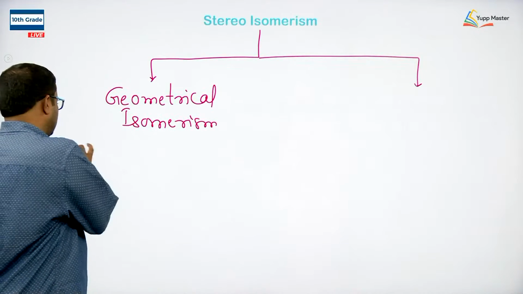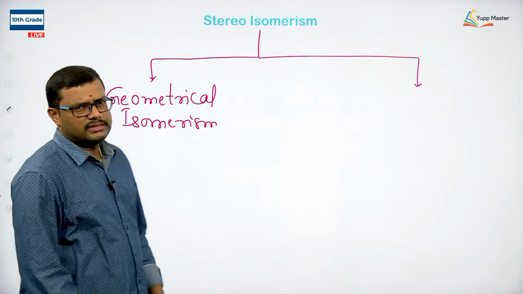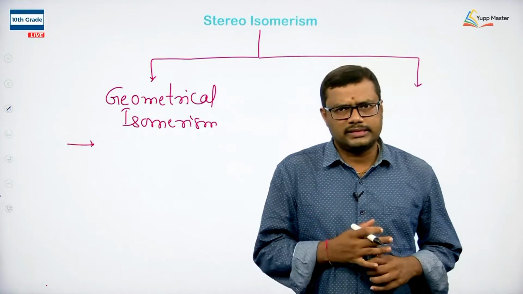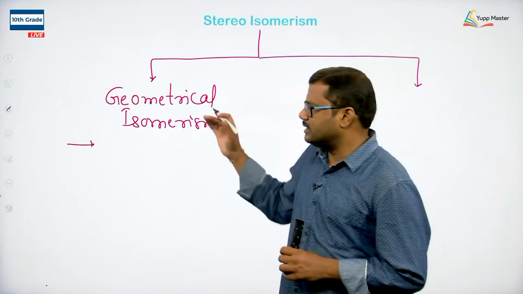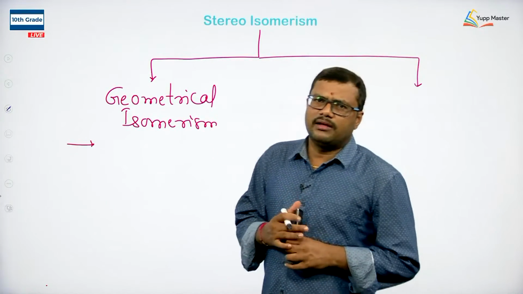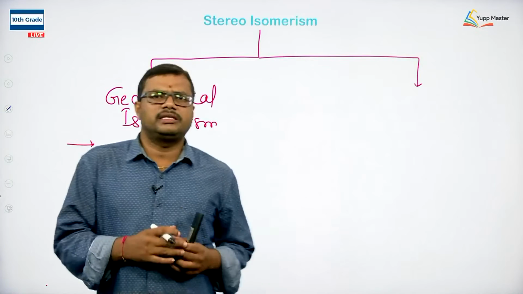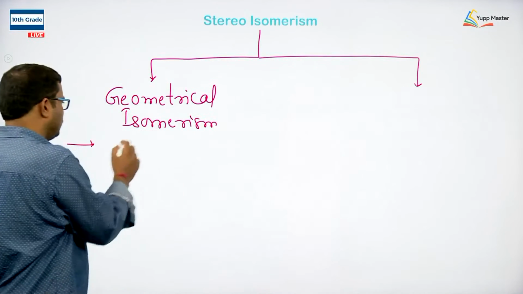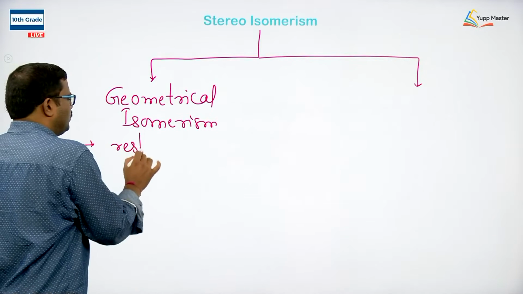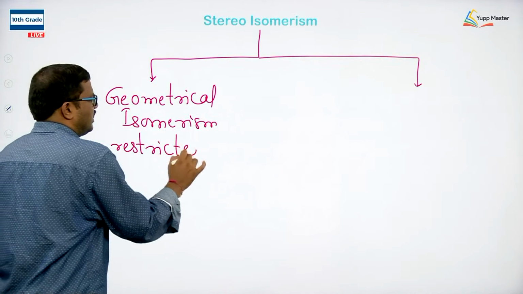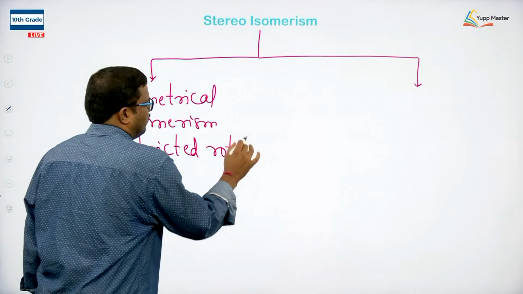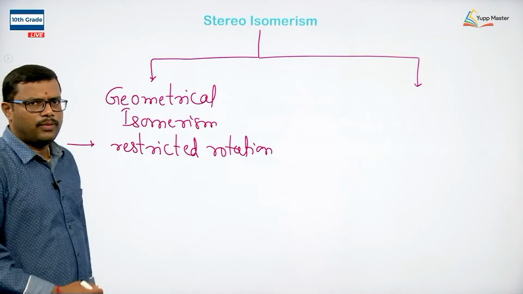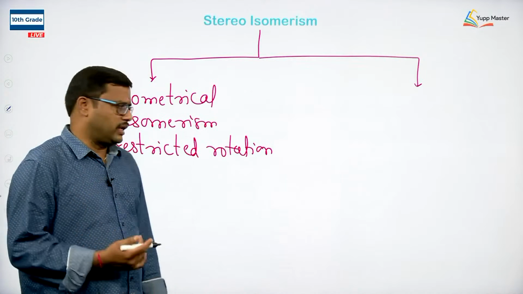What is geometrical isomerism? These are compounds having the same chemical formula and the same chemical connectivity. What is the difference we come across in this case? We can see that the orientation of the groups will be different. Generally, this is observed in compounds having restricted rotation.